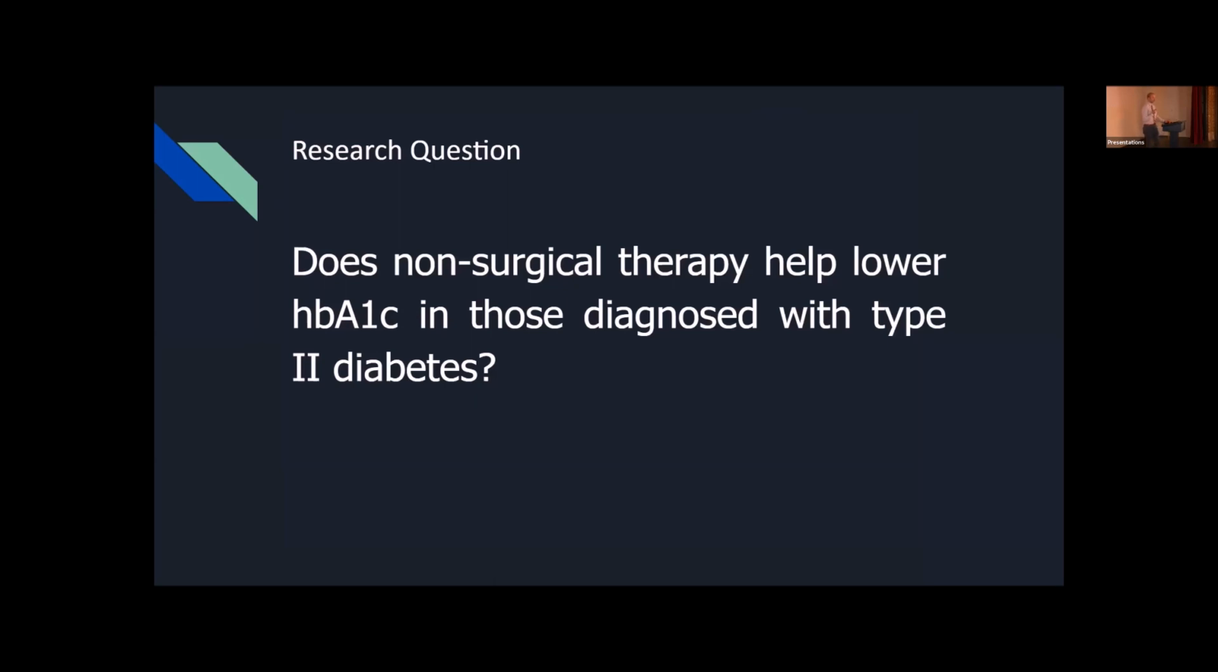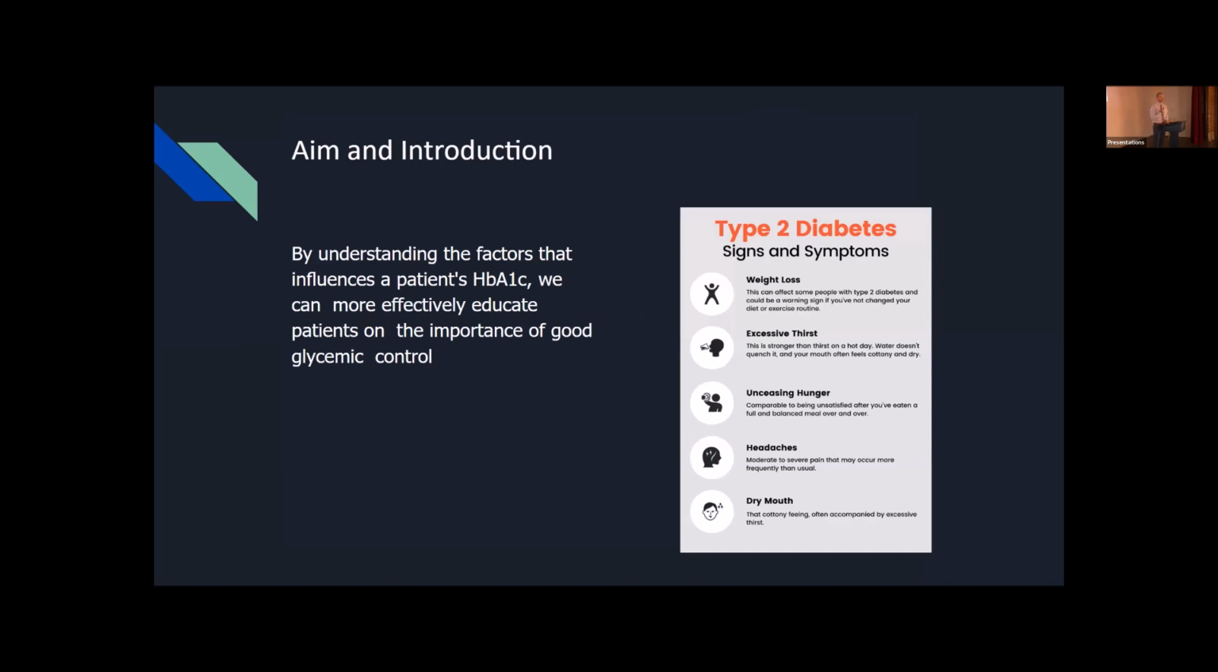So our research question was, does non-surgical periodontal therapy help lower HbA1c levels in those diagnosed with type 2 diabetes who are also non-smokers? Next slide, please. The aim and introduction of our study was to better understand the relationship between periodontal disease and type 2 diabetes in non-smokers, and through our study, be able to better educate our patients on improving their periodontal health and also their diabetic glycemic control through improving their oral health and their periodontal condition. Next slide, please.